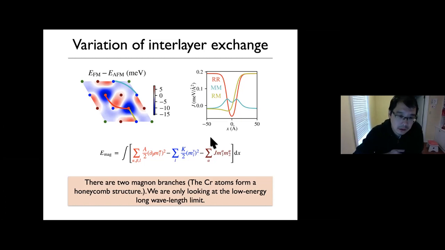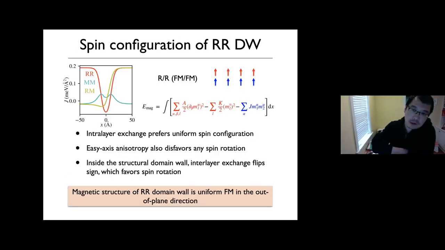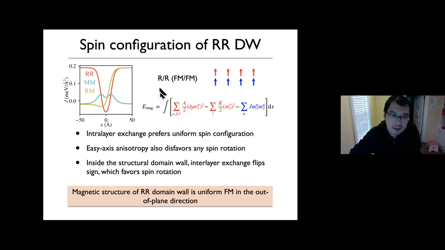One thing I should mention, and which I will come back to later, is that in chromium trilayer we are really looking at a honeycomb structure, so there should be two magnon branches. Obviously here, we're just looking at the low-energy, long-wavelength limit. Now let's analyze the three different stacking domain walls separately. Let's first focus on the rhombohedral to rhombohedral domain wall. As we mentioned earlier, the rhombohedral stacking corresponds to the interlayer ferromagnetic configuration.